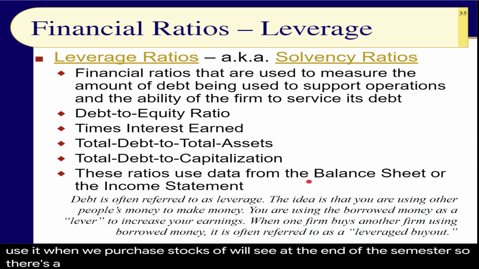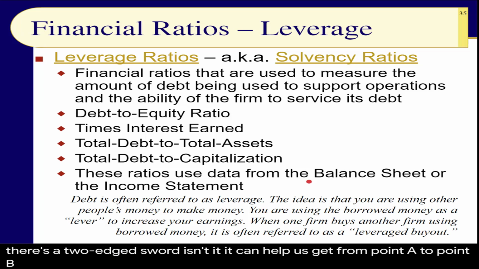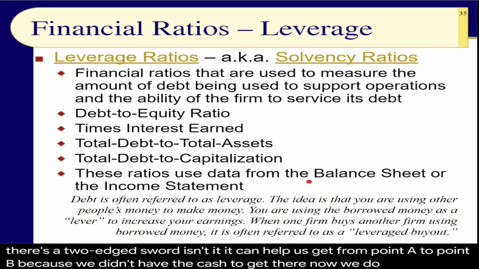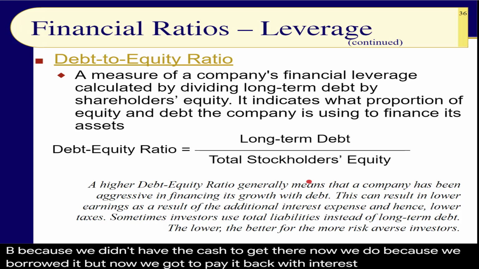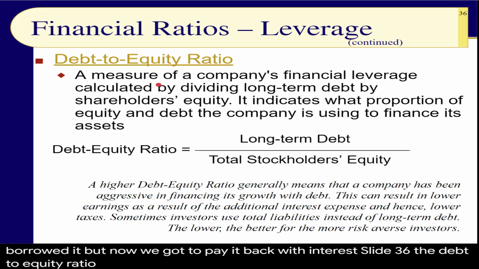So there's a two-edged sword, isn't there? It can help us get from point A to point B because we didn't have the cash to get there. Now we do because we borrowed it. But now we got to pay it back with interest. Slide 36, the debt to equity ratio. Important ratio in my humble opinion.